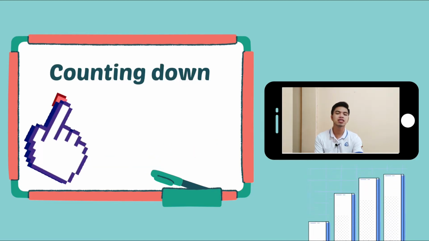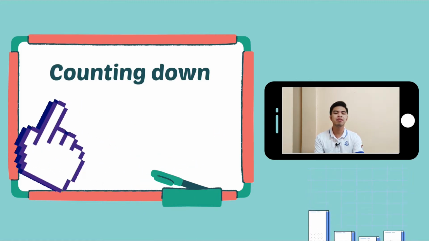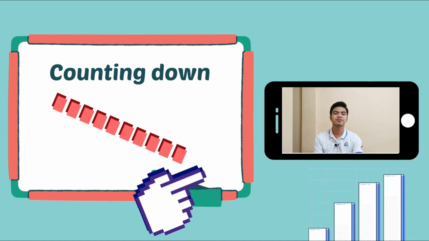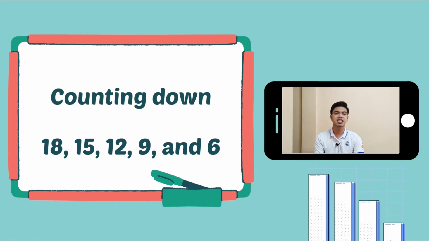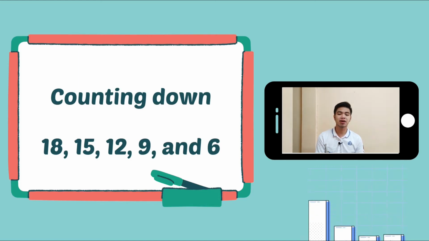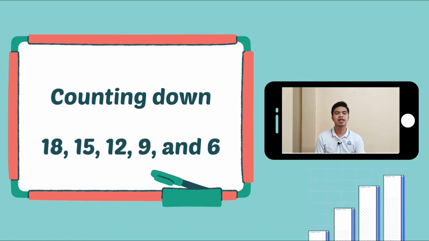So now we're going to discuss the counting down. When you say counting down, we will begin with a big number and then it will be smaller and smaller as the pattern continues. For our example, we have 18, 15, 12, 9, and 6. As we can see here, 18 became 15. Therefore, it is a counting down by 3s because 18 minus 15 is equal to 3.